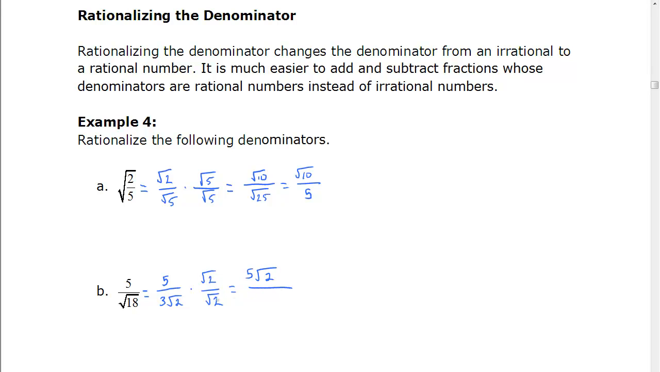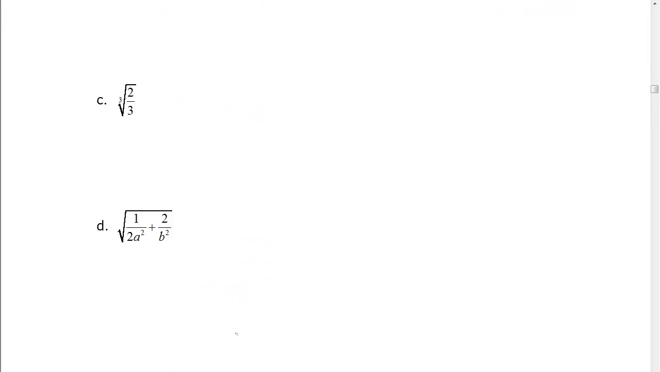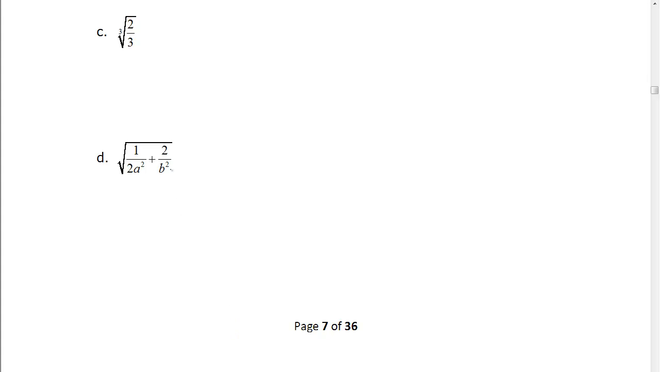On the bottom, we get 3 multiplied by root 2 times root 2. So let's write that out. That's 3 times root 4. Root 4 is 2, so that leaves us 5 root 2 over 3 times 2, or 6. And so that's rationalizing the denominator. Notice we're dealing with division only, so these rules are working.